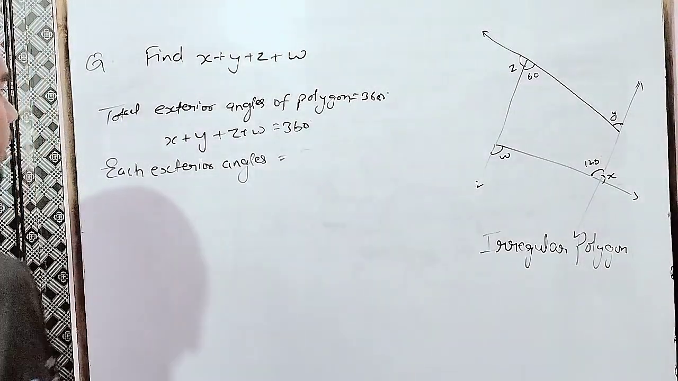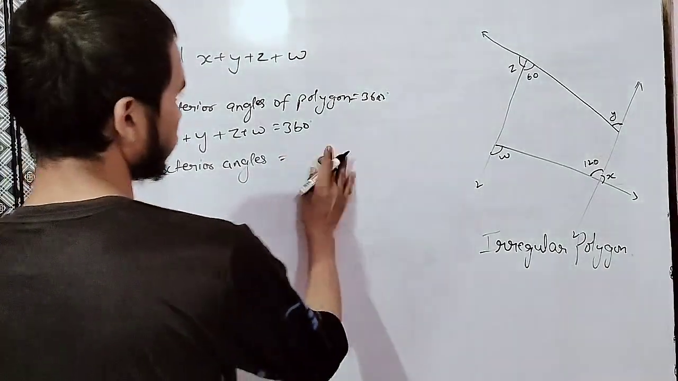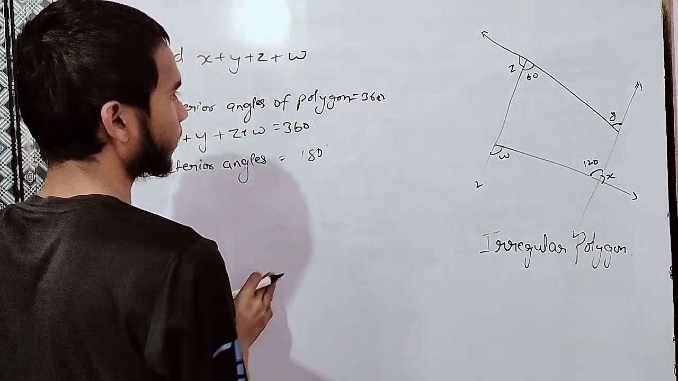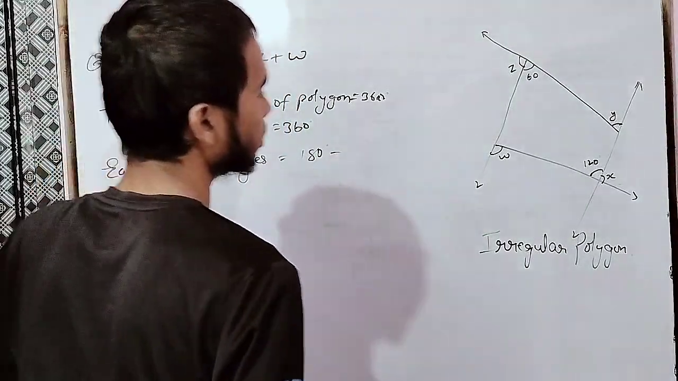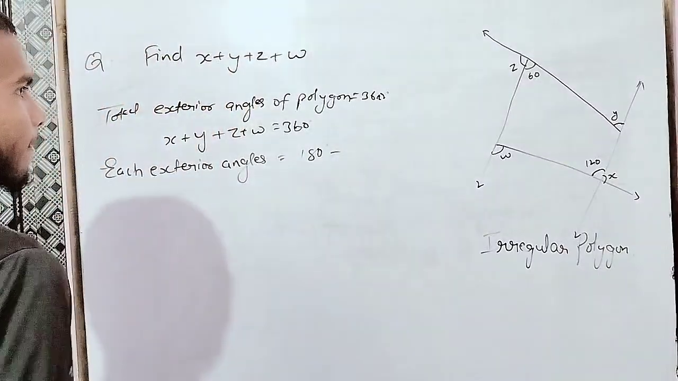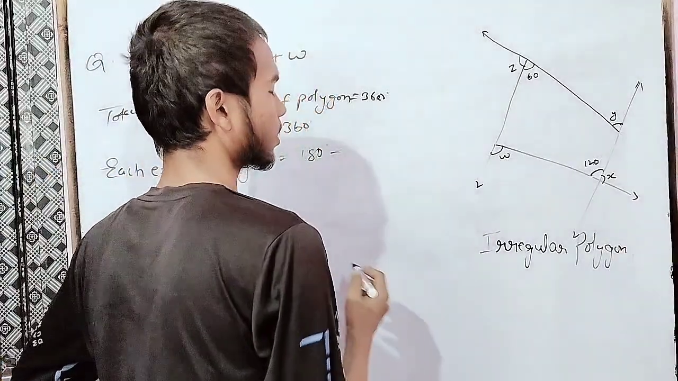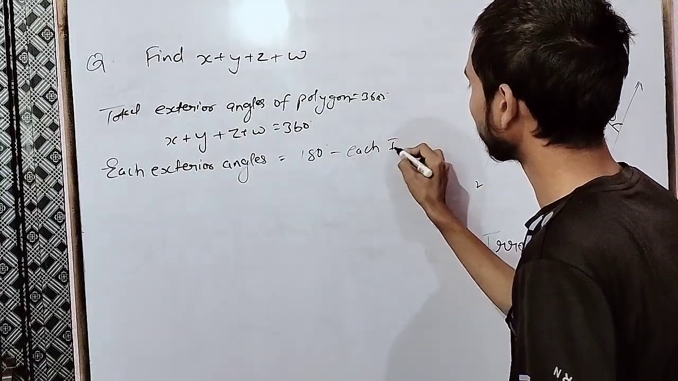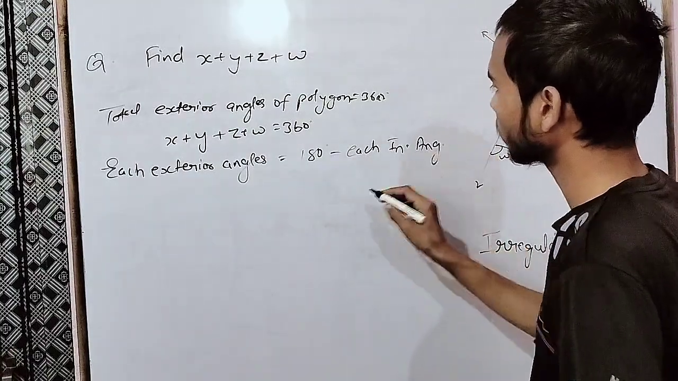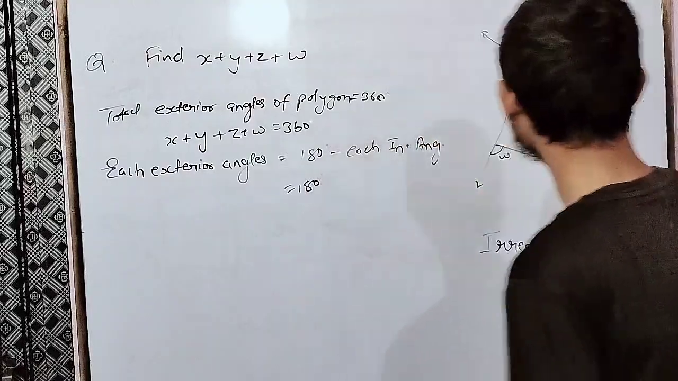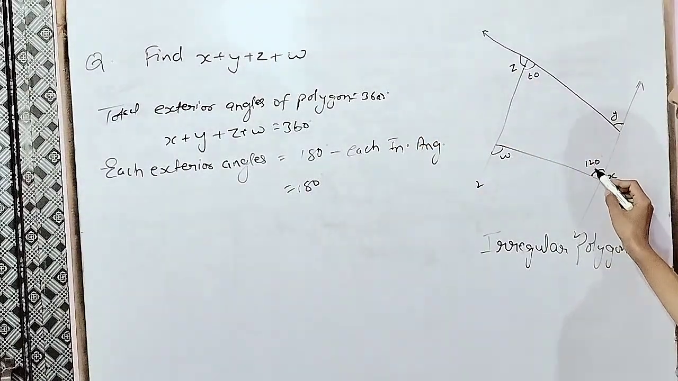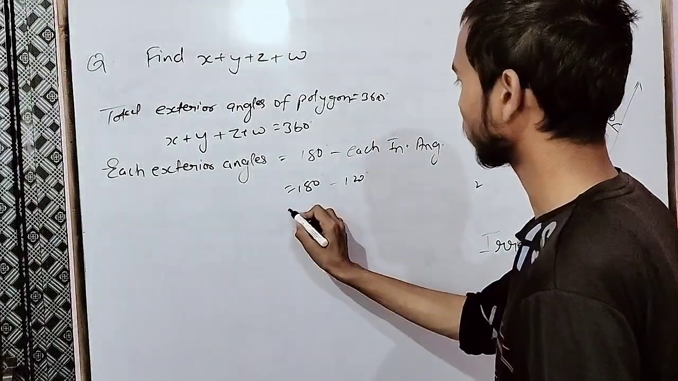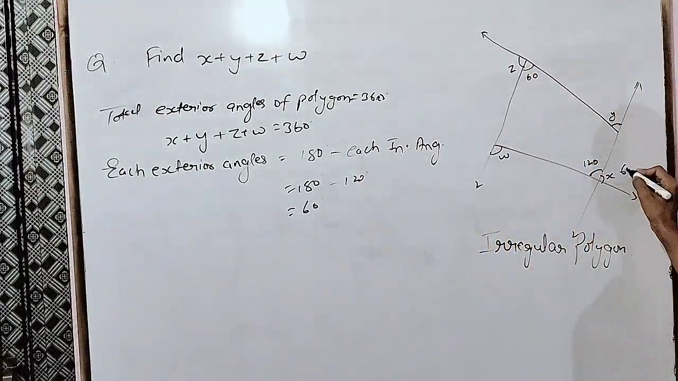So to find each exterior angle, we will take 180 minus each interior angle. 180 minus, here you can see this is 120. So of course here it would be 60. So this is 60.